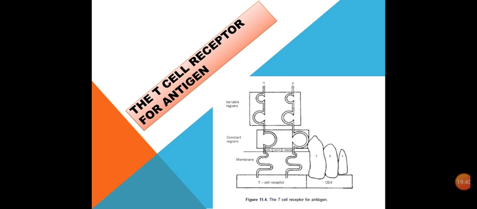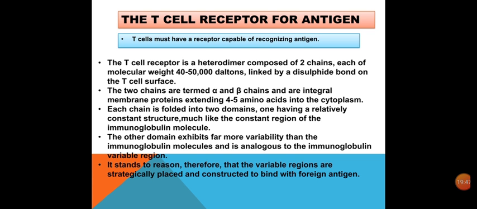Now we will study the T cell receptor for antigen. The T cell receptor for antigen. T cells must have a receptor capable of recognizing antigens. The T cell receptor is a heterodimer composed of two chains, each of molecular weight 40 to 50,000 Daltons, linked by a disulfide bond on the T cell surface.